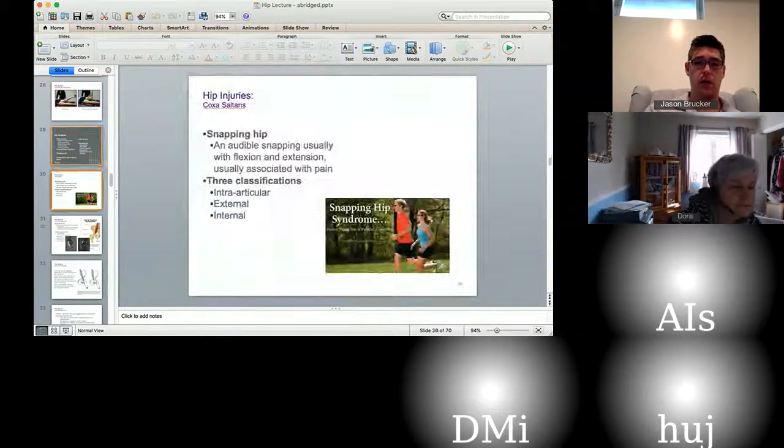Okay. So as I mentioned before, snapping hip is essentially a tendinous issue. It's literally a tendon snapping over an eminence, usually with flexion and extension of the hip, and sometimes even creates a loud audible sound, other times just pain with this snapping sensation first.